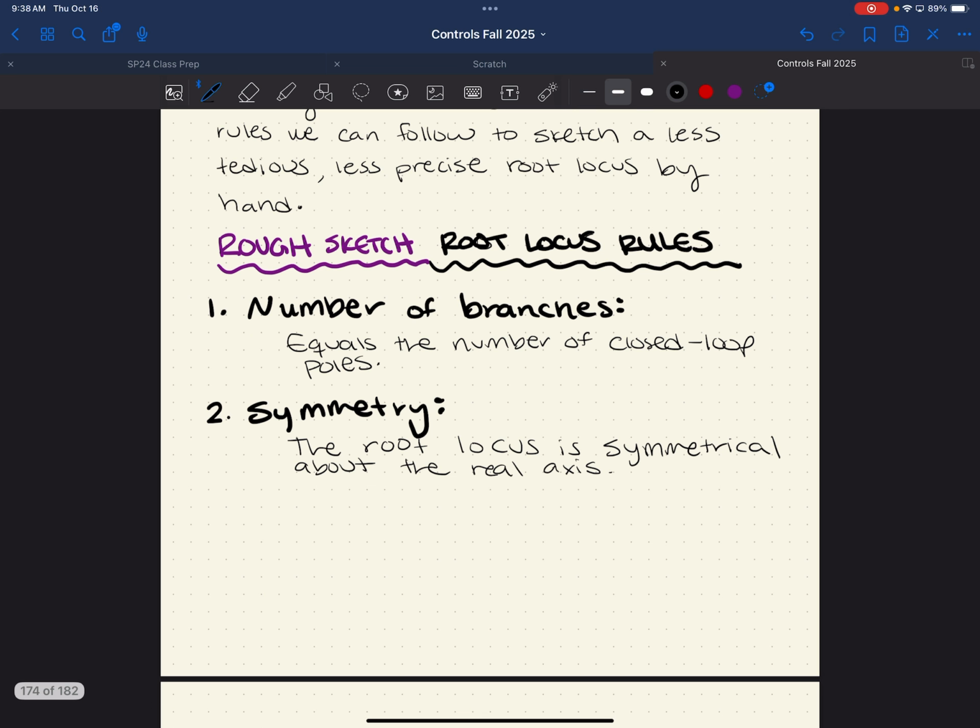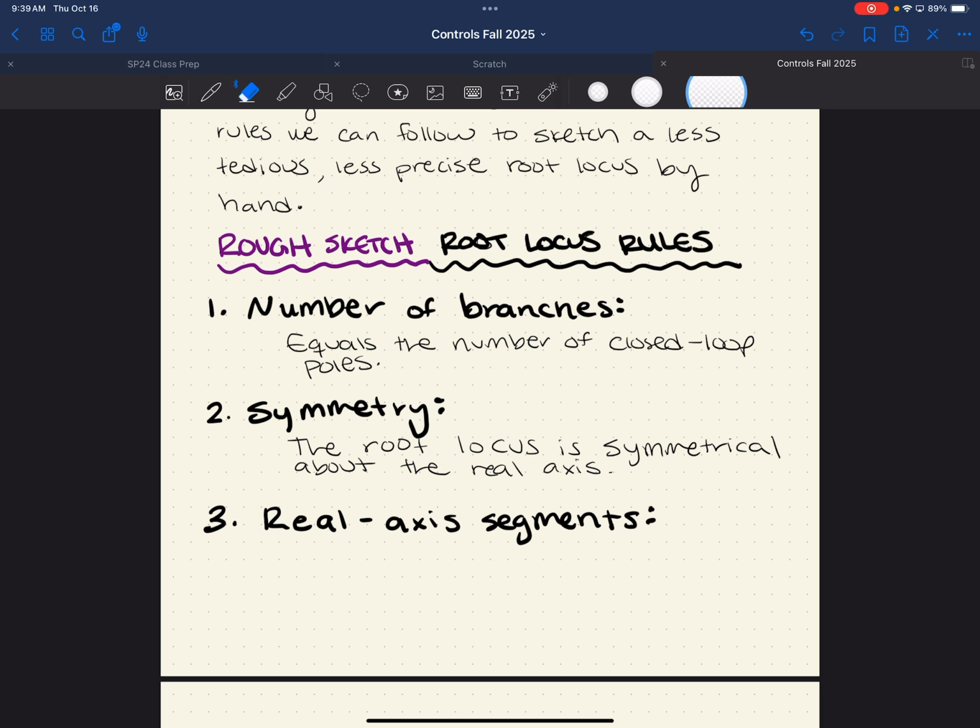Okay. And then we get information about segments of the branches that lie on the real axis. Sometimes these branches are going to shoot off into infinity, left and right. Maybe they'll go off at an angle. Maybe they'll even loop back around in a circle. But other times they will go directly along the real axis. And there's a very kind of fun rule for how we figure out what parts of the real axis are covered by a branch of the root locus.